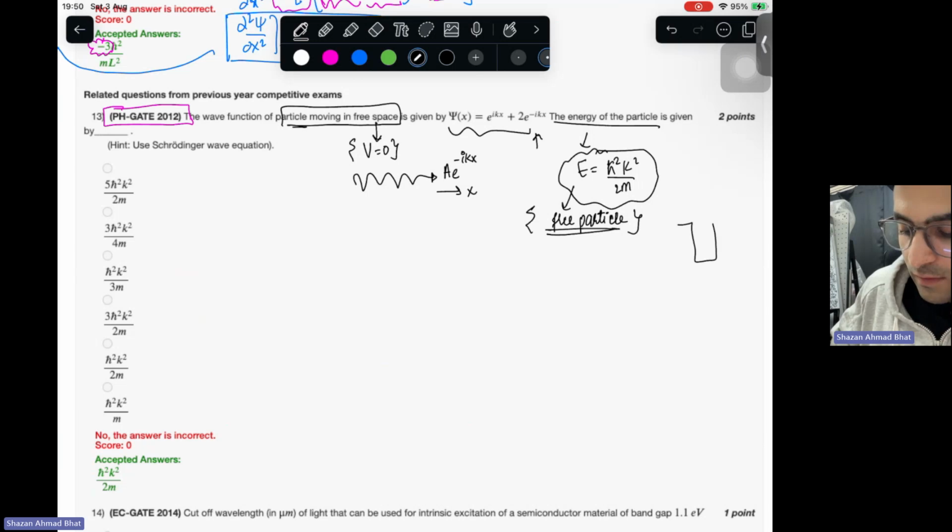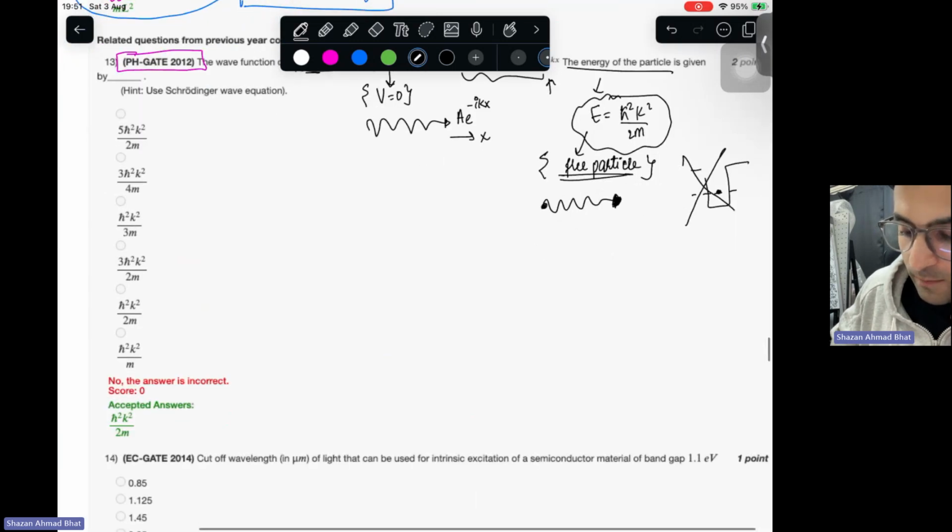It's a particle in 1D. It's a particle in one dimension. It's not a particle in a one-dimensional box, not at all. It's a particle which is moving freely in vacuum. So it has energy of h bar square k square over twice m.